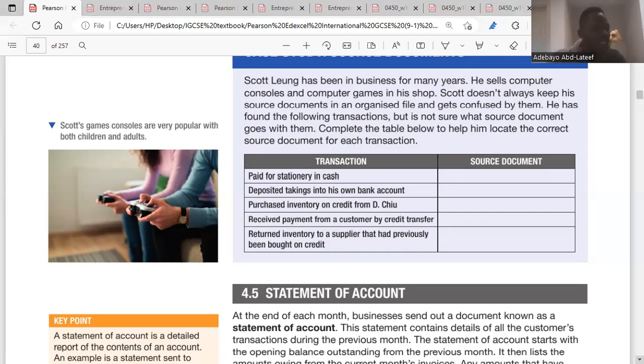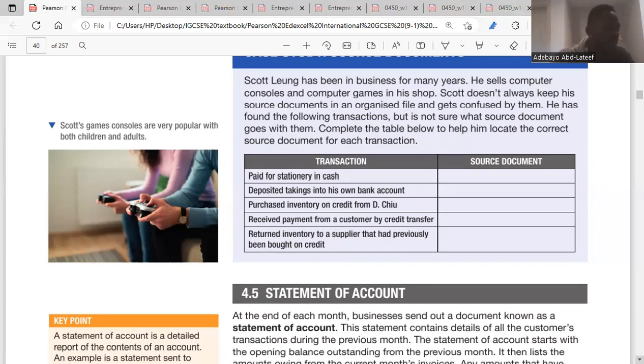Deposit taken into his own bank account. He made payment into his own bank account. That's going to be a deposit slip. When you have to make payment into your bank account, you have to go with what? A deposit slip stating the amount you want to deposit into your bank account. Use a deposit slip. Then the third one, purchase inventory on credit from D. Shield. Purchase inventory on credit.